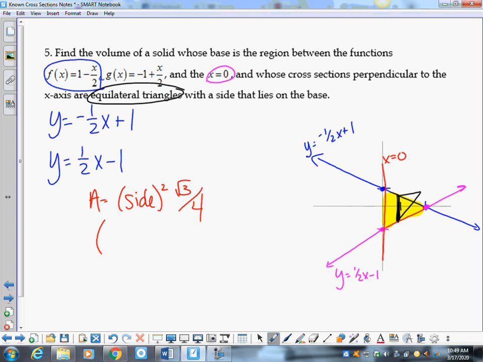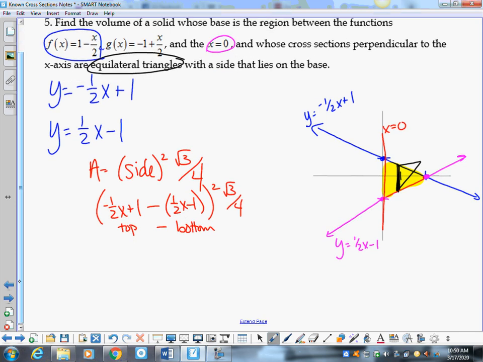So a side is the negative 1/2 x plus 1. That's the top. Minus, now notice I'm going to put the bottom in parentheses, 1/2 x minus 1, squared root 3 over 4. So this is top minus bottom.